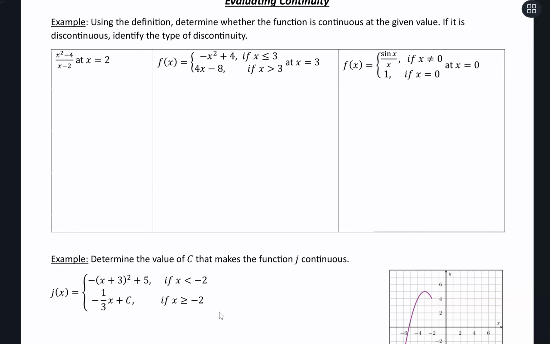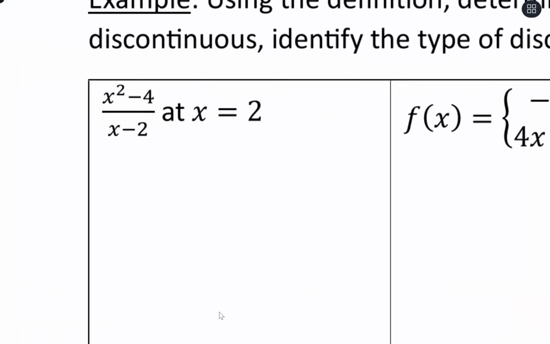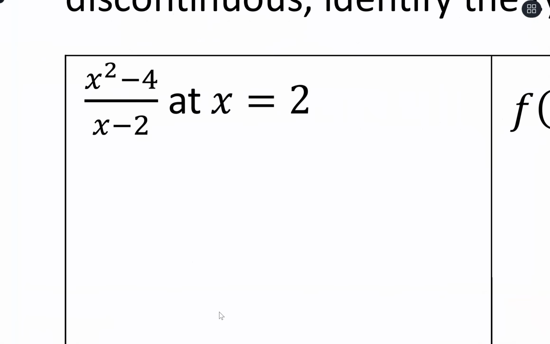So let's evaluate continuity of functions. We're going to try to do this without graphing them. Part of this is going to be recognizing what type of function we have. With this first one, this is a rational function, which makes me think, okay, maybe infinity is coming up where we have a vertical asymptote. But also what can happen with these is where we have a hole show up.